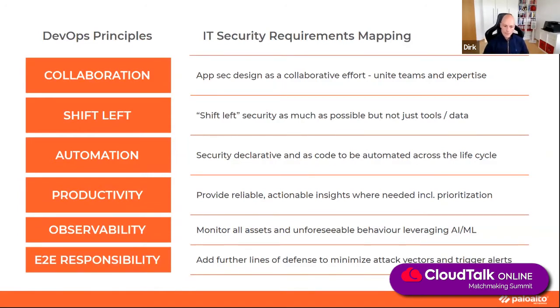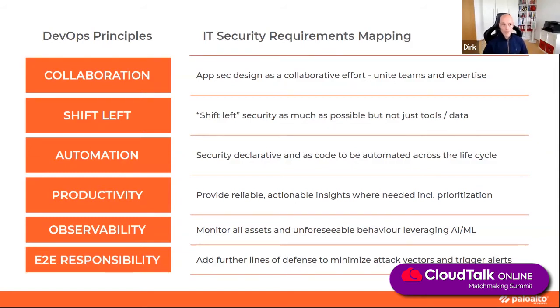They implemented quite successfully all those different DevOps principles, and then they struggled to apply security to the same thing. But if you step back just for a few minutes and recap what those requirements are, then you might be able to figure out that it's not that hard to apply effectively the same principles also to IT security and all the different capabilities in there, right? So collaboration means that the security design of an application should be a collaborative effort, which also means uniting teams and the expertise between the security team, the dev team, and the ops team.